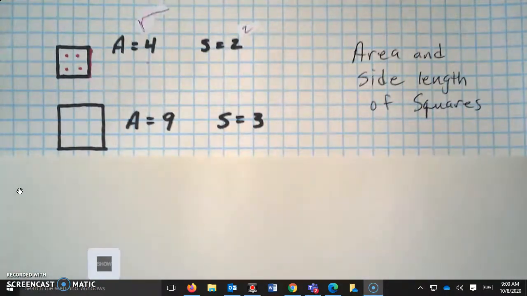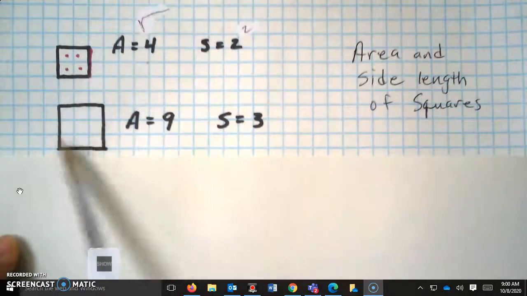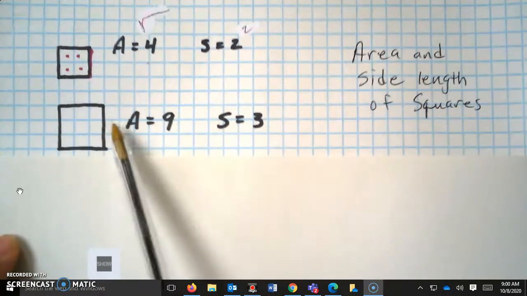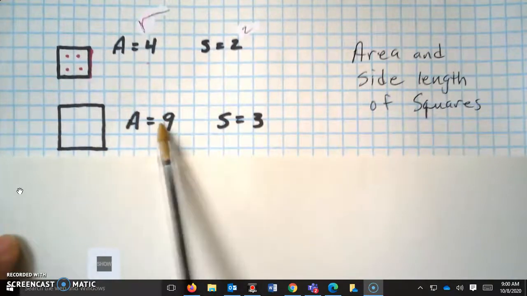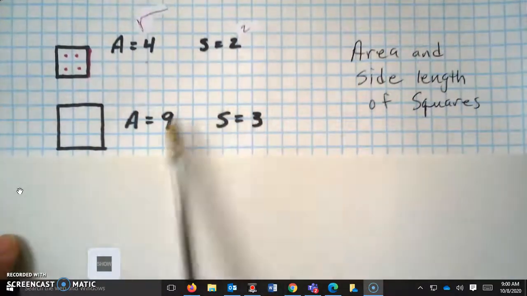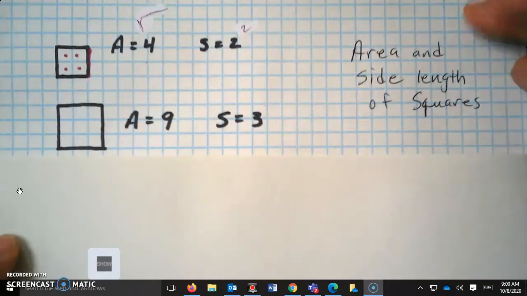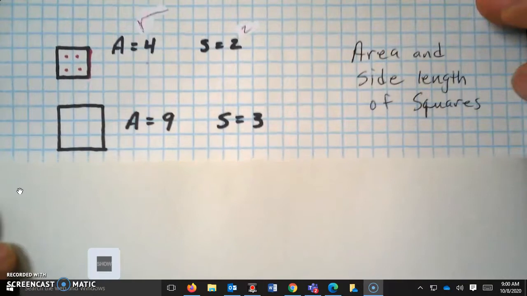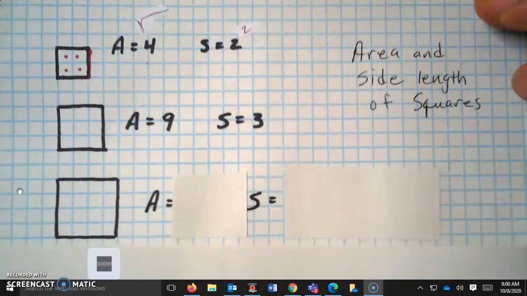So as I make the next bigger square, you can begin to see the area is 9 squares. The side length is 3. 1, 2, 3. And you know the square root of 9 is 3. 3 squared is 9. But we're answering a question now that deals with area and side length. We'll do the same with cubes in the next lesson, not today.